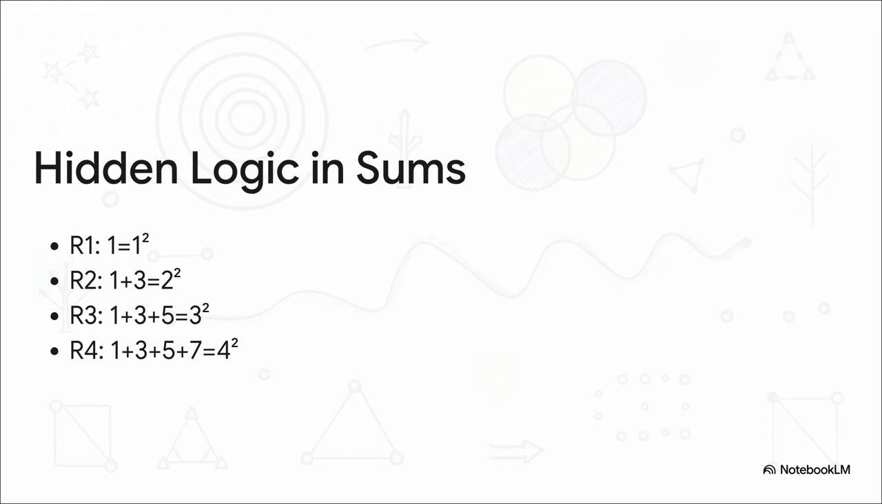Look at this brilliant little pattern from question 13. Row 1, the first odd number, 1, is just 1 squared. Row 2, the sum of the first 2 odd numbers, 1 plus 3, equals 4, which is 2 squared. Row 3, the sum of the first 3 odd numbers is 9, which is 3 squared. You are generating perfect squares just by summing consecutive odd numbers.